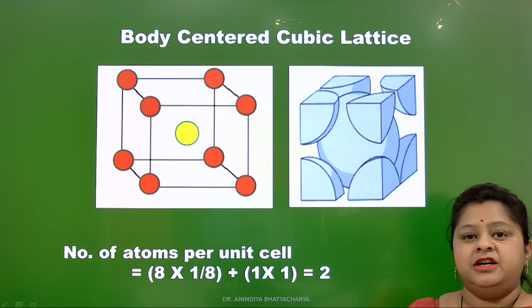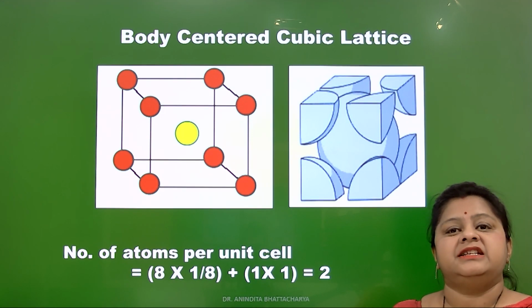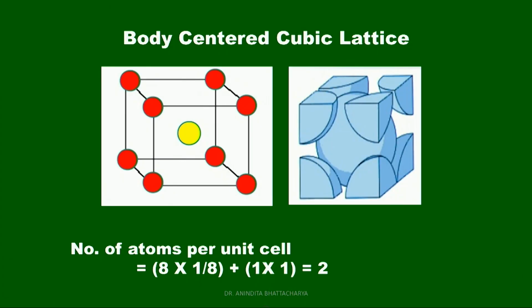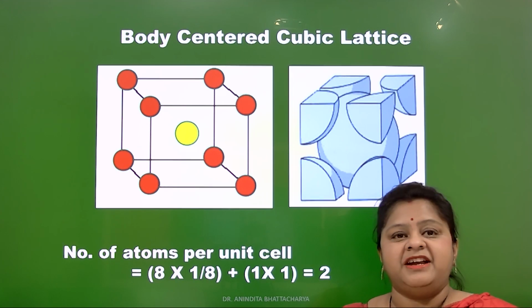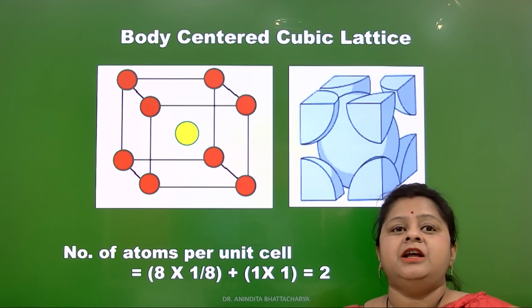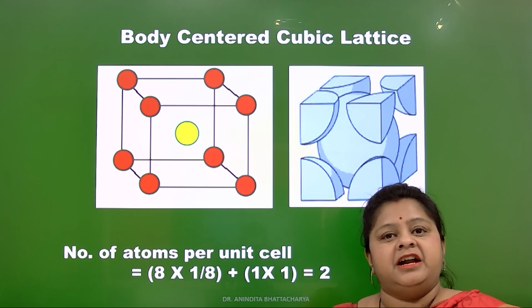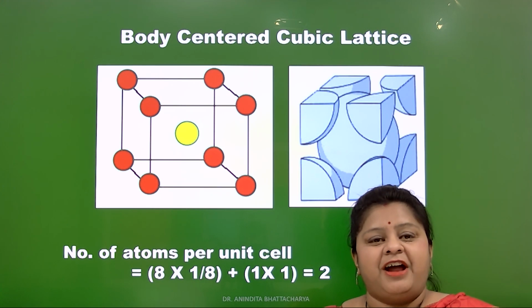In the body centered, as I have already told you, one atom is in the center of the unit cell, and that atom completely belongs to that particular unit cell. So in this we have 8 corner atoms, each 1/8. So 8 into 1/8 is equal to 1, plus 1 that is in the center, which completely belongs to that unit cell. So it is 1 plus 1, that is 2. So in body centered, there are 2 atoms in 1 unit cell. So the packing fraction improves.